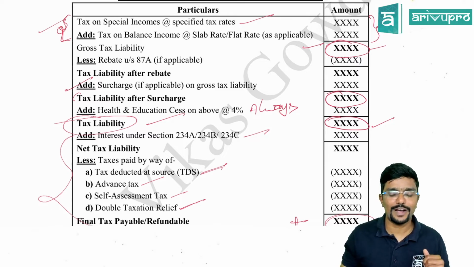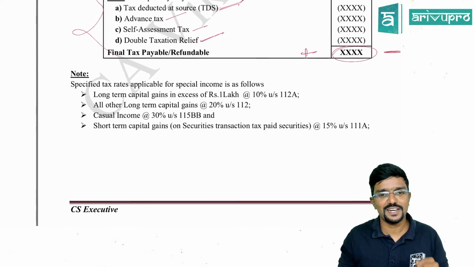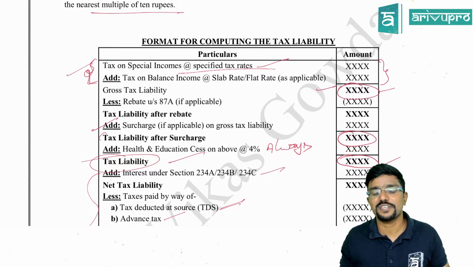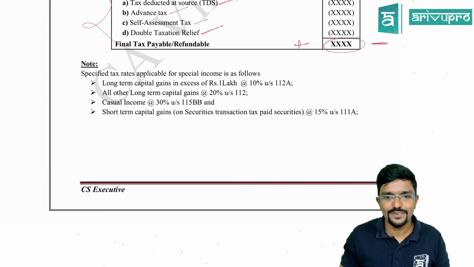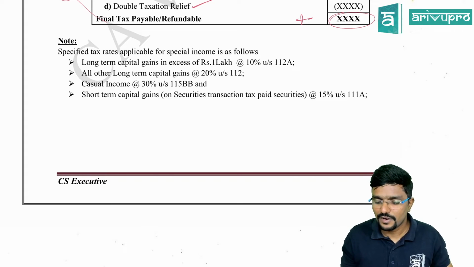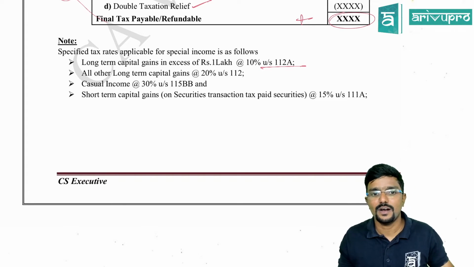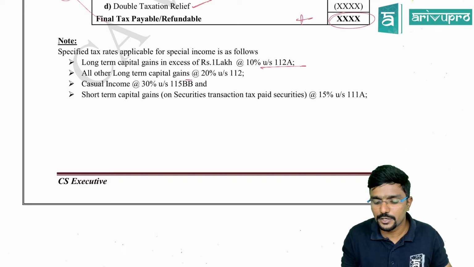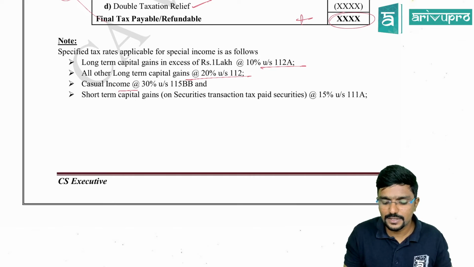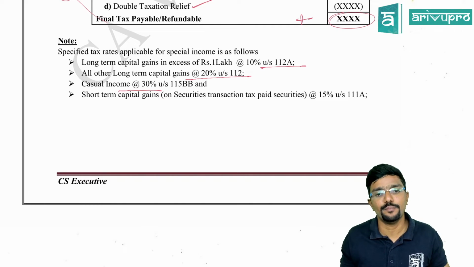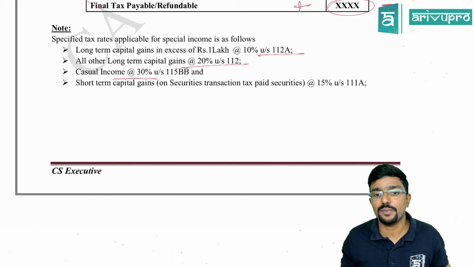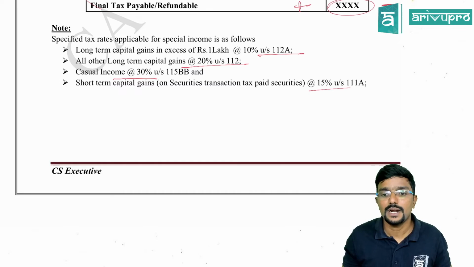Yes, guys. So fine. We have discussed special tax rates in the first step itself, special income taxable at special rate. And what are those special incomes? I have given here, which we already covered. Long-term capital gain in excess of 1 lakh at 10% under section 112A, or other long-term capital gain which is taxable at 20% under section 112. Then casual income which is taxable at 30% under section 115BB. Then short-term capital gains on security transaction tax paid securities at 15% under section 111A.